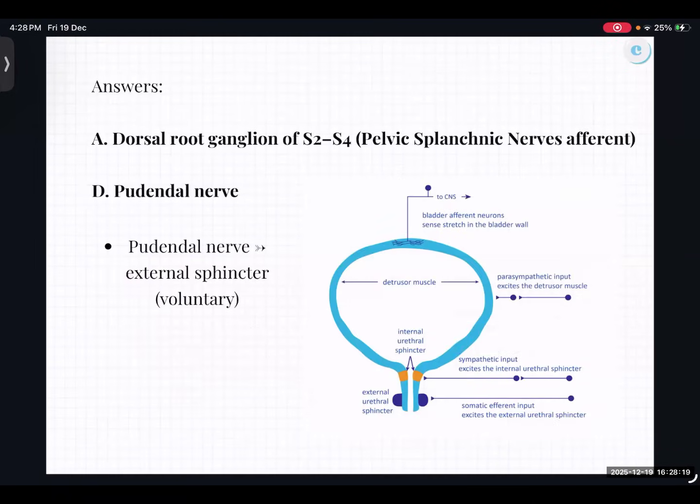Okay, this is a small image I found helpful in summarizing the innervation of the bladder and the sphincters. I hope it helps. You guys can take a screenshot. We'll give you the slides anyways.